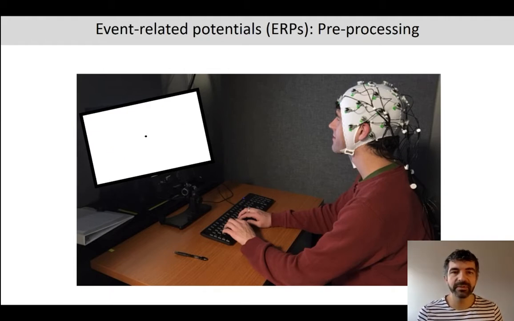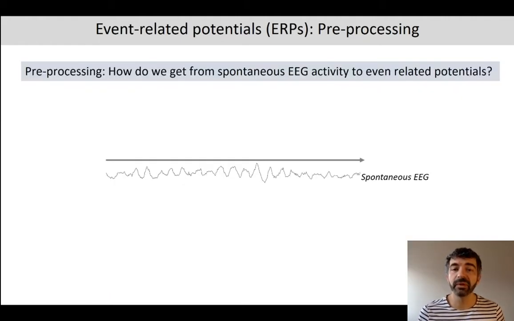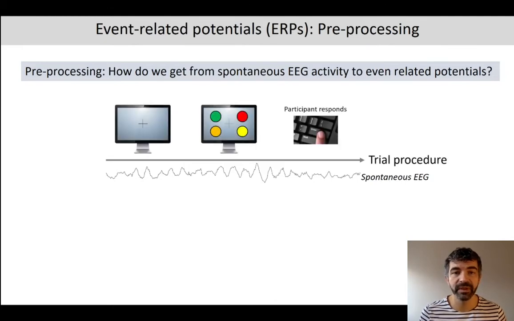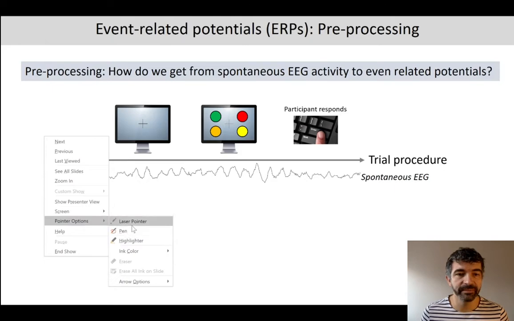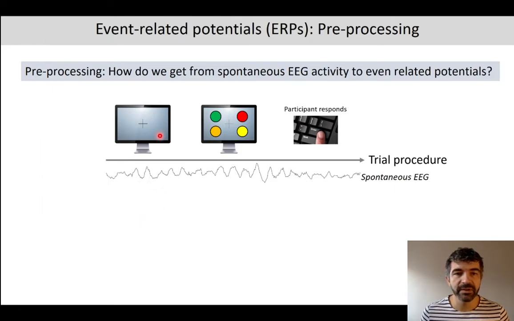And how do we do this? Well, we need to link the EEG signal to the events that are of interest to us, namely the appearances of stimuli on the screen. So if you think of the EEG signal as a continuous stream of data, then the challenge is really to know which part of the EEG belongs to which part of the experiment.